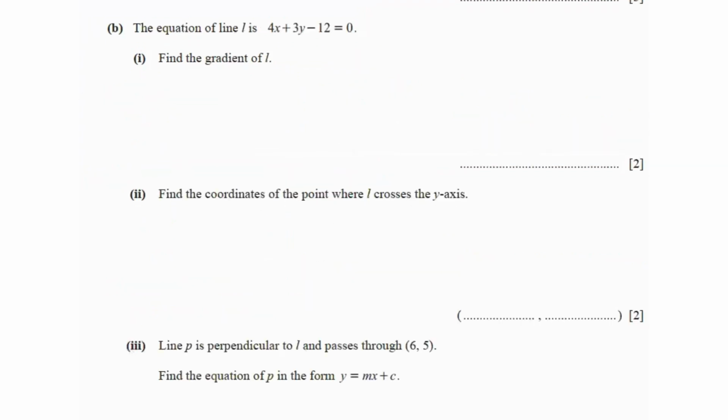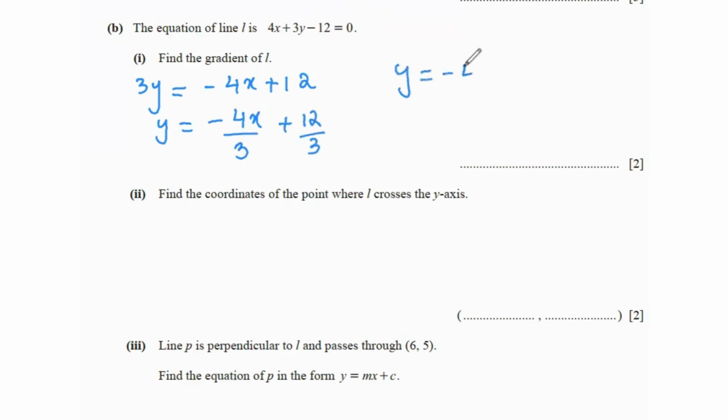The equation of line L is 4x + 3y - 12 = 0. Find the gradient of L. So we need to rearrange this into slope-intercept form. We take -12 and 4x to the other side, so -4x + 12. Divide both sides by 3. So -4x over 3 plus 12 over 3, which is y = -4/3 x + 4. So the gradient is -4/3.